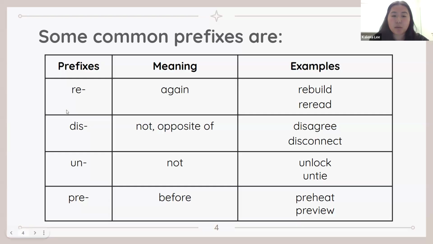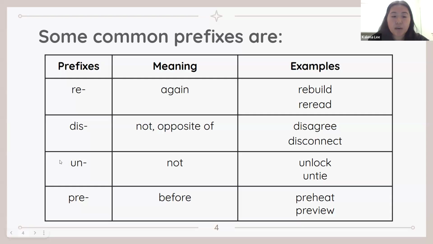For the prefix re, it means again. Example, rebuilt. When I put the prefix re in front of built, it means to build again. And for the prefix dis, it means not or opposite of. And when you put the prefix dis in front of agree, disagree, it means the opposite of agree.